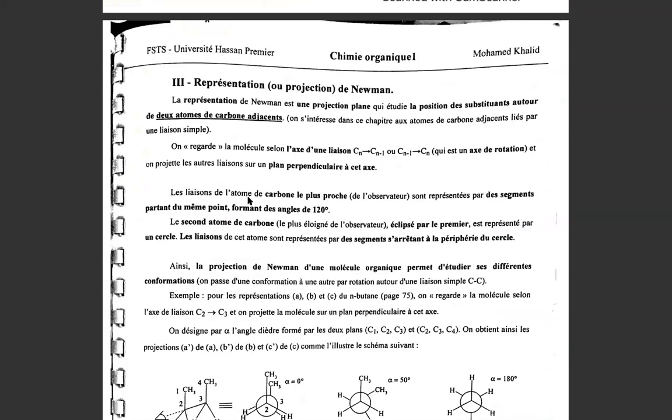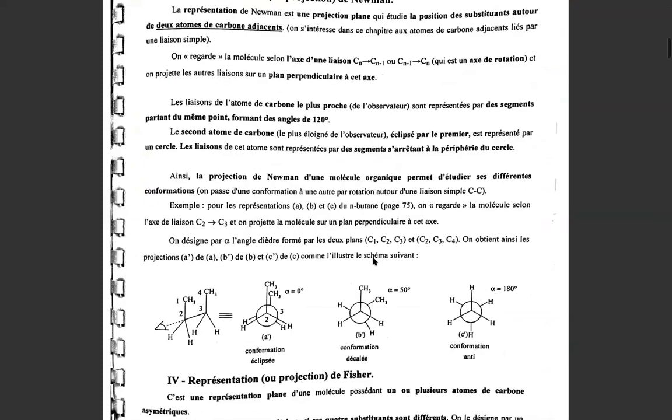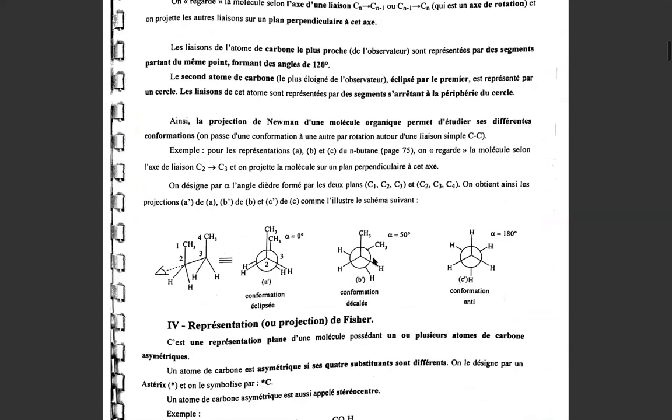Now we come to the second one, which is called Représentation de Newman. With Représentation de Newman, we represent molecules based on how we look at them. You see, if you've seen this card, there's like an eye here. When you look at a molecule from, I'll use this type of analogy.